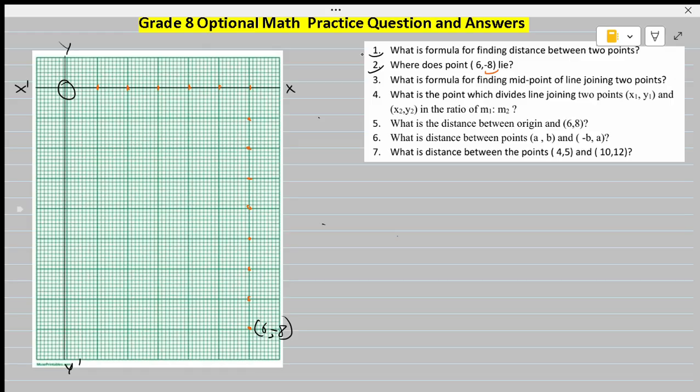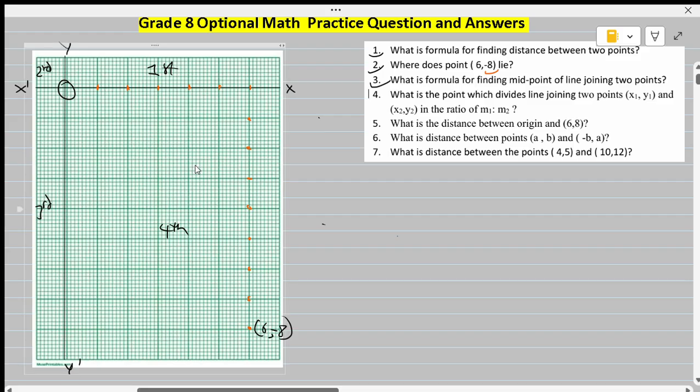Now the quadrants: this one is first, then second, this one, then the third, and this is the fourth. So (6, -8) is lying in the fourth quadrant. Now it's clear. I go with number 3, so I make this clear.